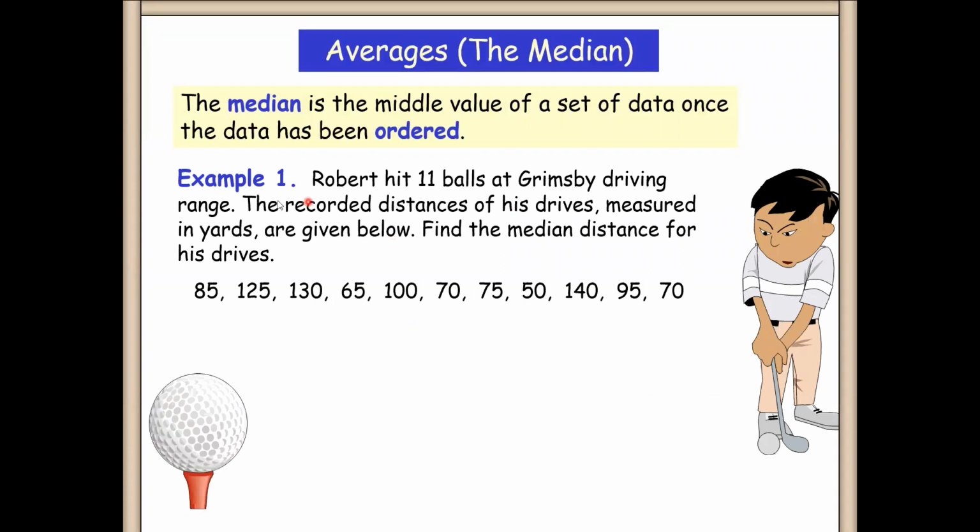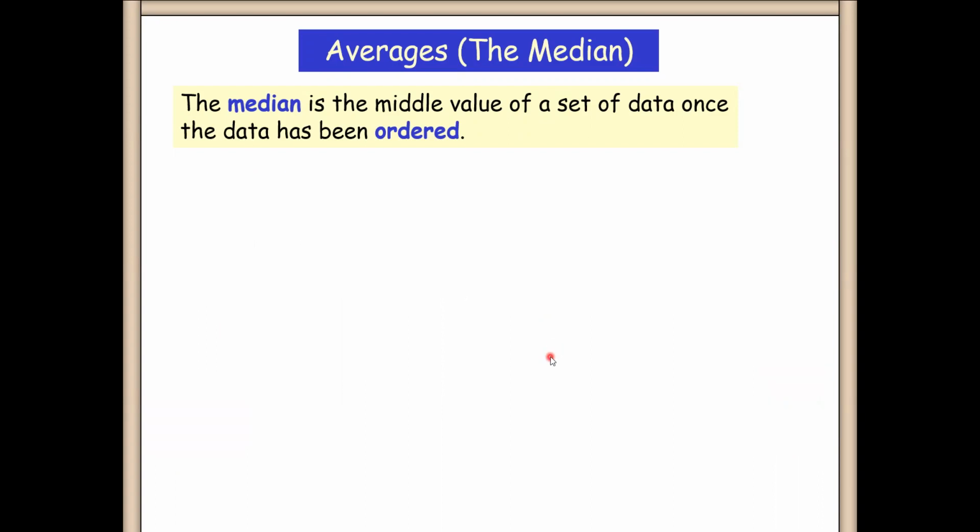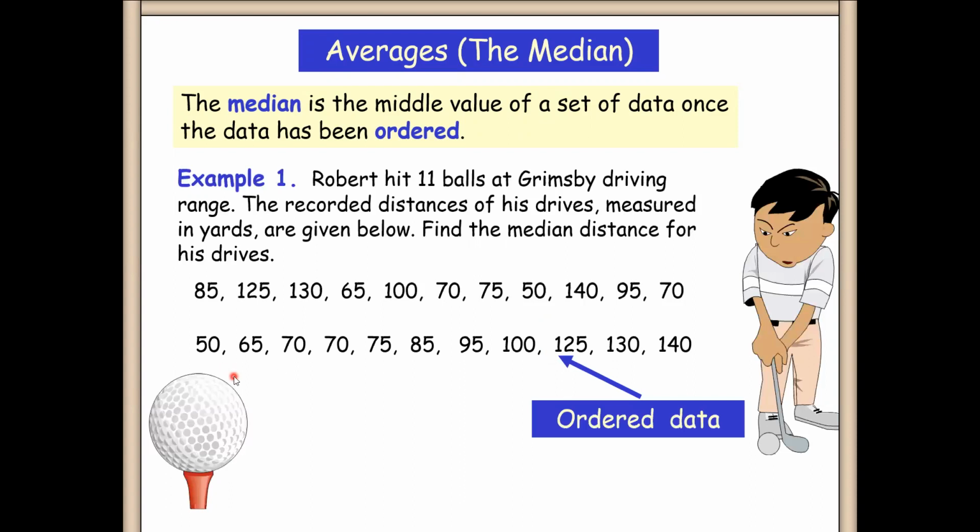So if we look at the example I have here, Robert hit 11 balls at Grimsby driving range, and we see all the distances are recorded. Now you notice that the numbers are not in order. So our job firstly is to arrange this in order. Remember, to find the median, we have to first sort the data. To find the mean, the average, data does not need to be sorted. So when I sort the data from smallest to the highest, you can see 50 came in first, going right up to 140.